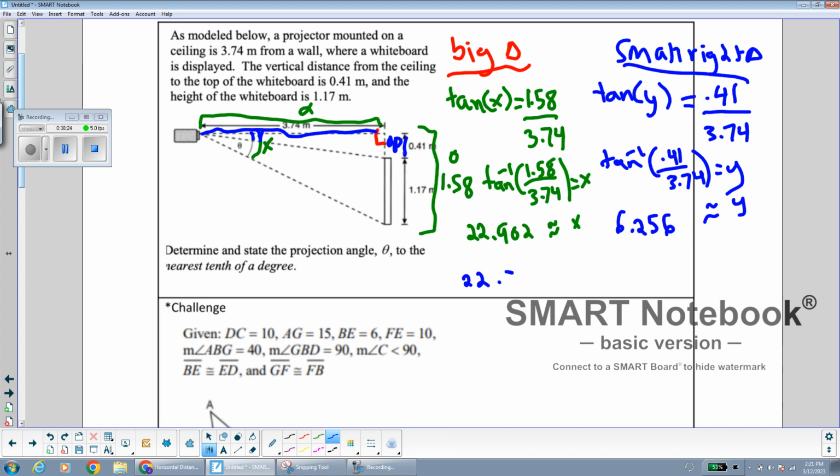So 22.902 minus 6.256. And I do need to round to the nearest tenth of a degree. I just subtracted in my calculator, and tenth is one decimal place. I got approximately 16.6 degrees. Oops. 16.6 degrees. There we go.